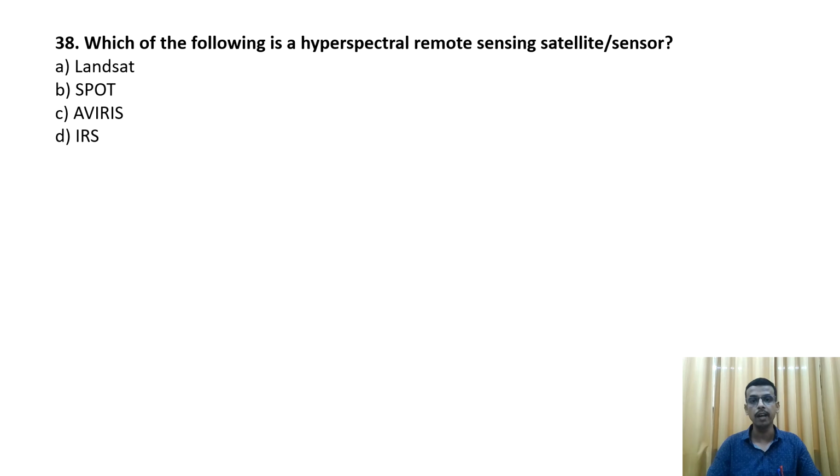Then coming to which of the following is hyperspectral. Landsat is a multispectral satellite, meaning it has 3 to 10 bands. Landsat was launched by the USA. Spot was launched by France, and that is also multispectral remote sensing. IRS, the Indian Remote Sensing satellite, is also multispectral, meaning it has only 3 to 4 or 5 bands, maximum 10 or 11 bands. AVIRIS, the Airborne Visible Infrared Imaging Spectrometer, is a hyperspectral imaging sensor designed by NASA, and it has more than 100 bands. So this is the hyperspectral one.